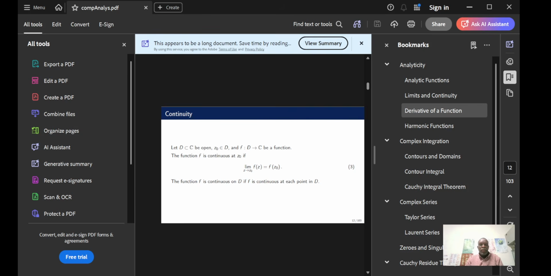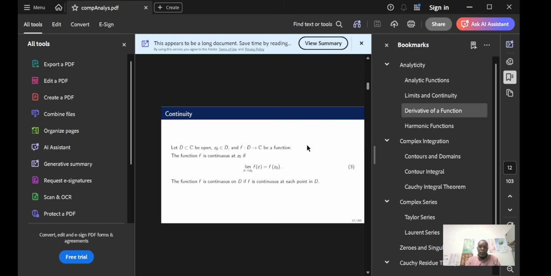Hello, today we want to look at derivatives. So just take a little regression. We just go back one little bit and look at the definition of continuity.